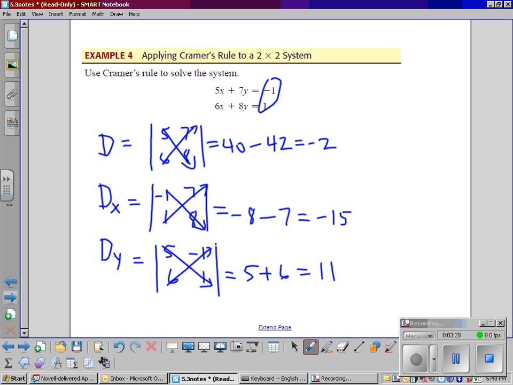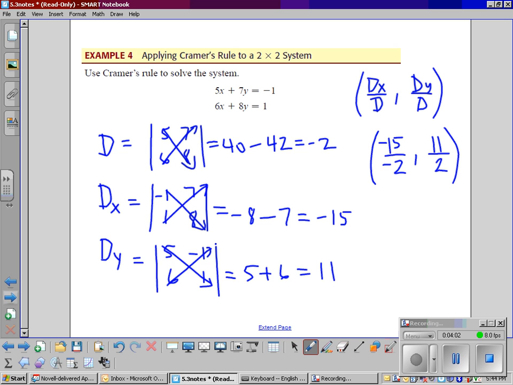Now that I have those numbers, I know that the solution to this system is an ordered pair, and the ordered pair is (x, y). Well, to get x, I need D sub x divided by D. And to get the y value, I need D sub y divided by D. So I'm substituting in the numbers that I just found. X is going to be -15, which is D sub x, divided by D, which is -2. And then y will be D sub y, which is 11, divided by D, which is -2. Now I do want to simplify here. A negative divided by a negative is positive. So really I could simplify that to 15/2 for my x value.